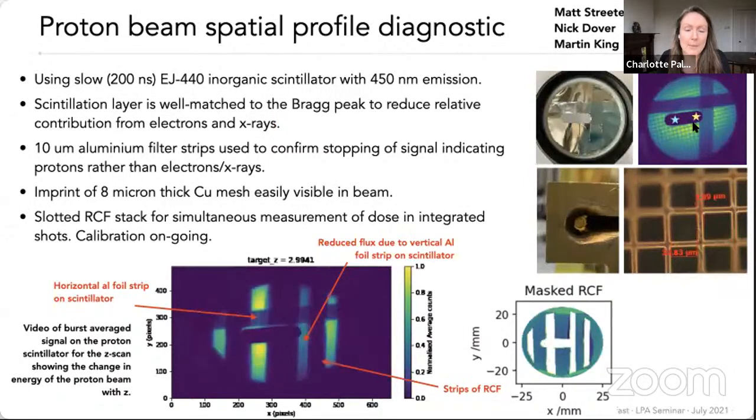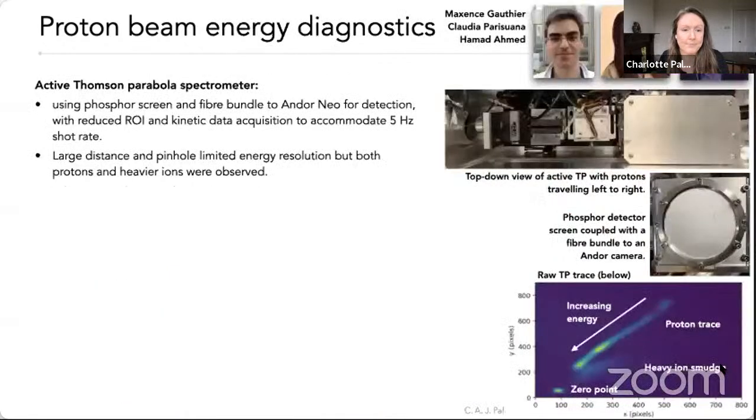If you look up here, we also have this slot cut in the scintillator, and that was to provide line of sight to the rear surface or to further back diagnostics. Along this yellow star, that's the target normal direction that goes on to the Thomson parabola, and the blue star goes to the rear surface time of flight diode. Both of these diagnostics were intended to look at the proton beam energy.